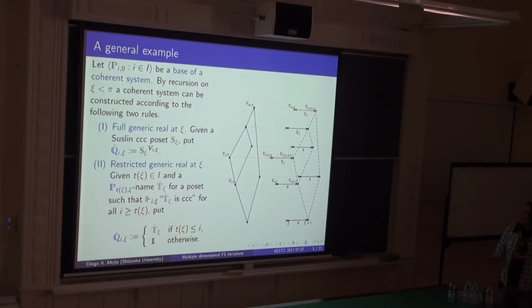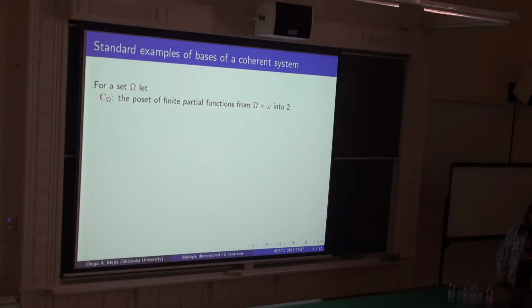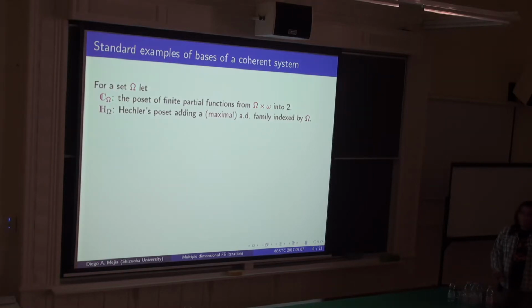So now, I explained some general construction of the iterations. Now I want to talk about the base structures that are more or less typically used. Just to recall some notation, for an arbitrary set omega, C omega will be the Cohen poset that adds a Cohen real for each member of omega. And H omega is the Hechler poset adding an almost disjoint family, also indexed by this omega. This is a CCC poset, and when this gamma is uncountable, the almost disjoint family that is added is actually maximal.